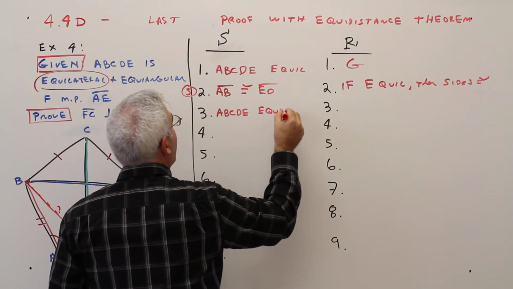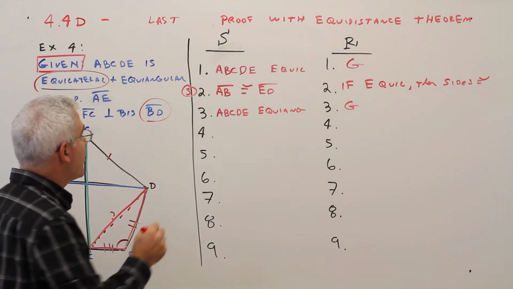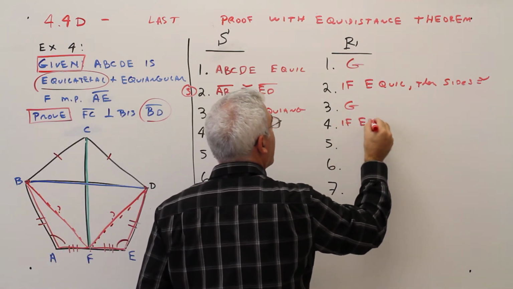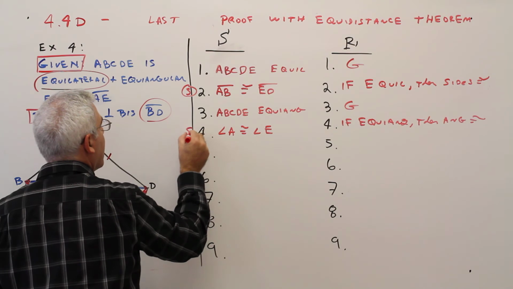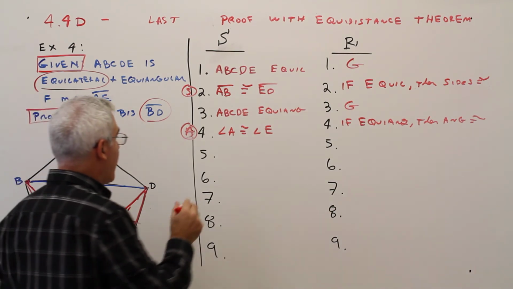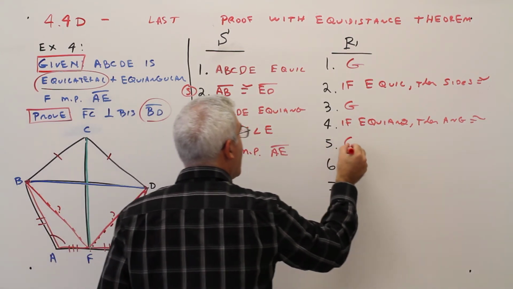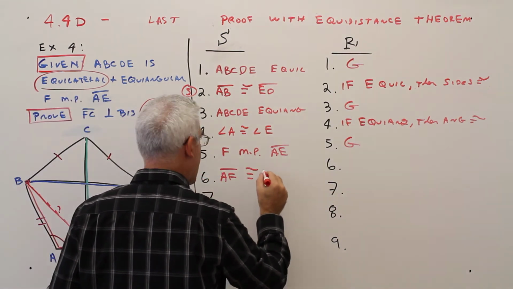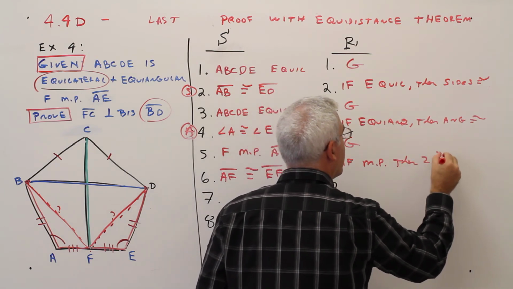ABCDE is equiangular, given. From that, I got angle A congruent to angle E. I could just use one letter, there's no confusion. Angle A congruent to angle E, if equiangular, then angles congruent. And then for that side, I'll go with the midpoint and then get the two congruences. F is the midpoint of AE, given. Then AF is congruent to EF, if midpoint, then two congruent segments.